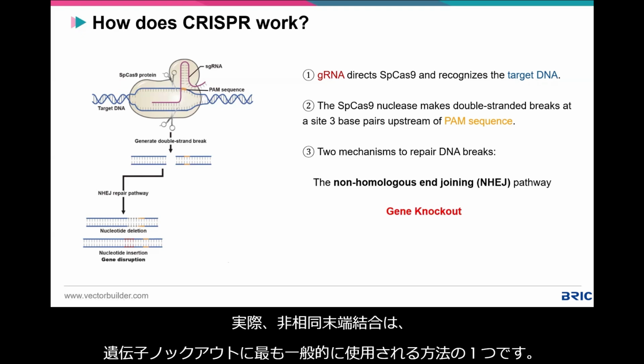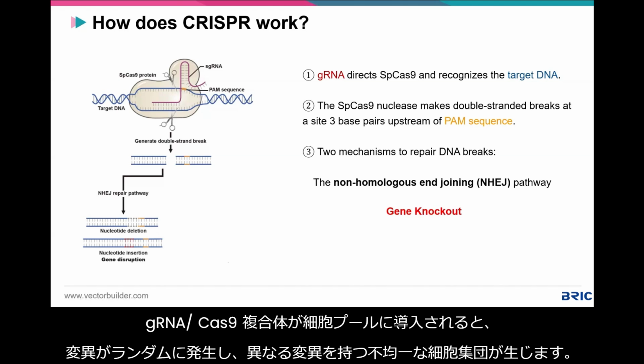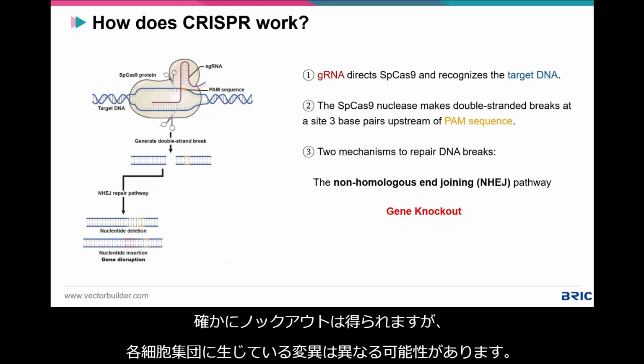Non-homologous end joining, in fact, is one of the most commonly used methods to generate a knockout. One thing to remember if using the non-homologous end joining pathway to generate knockouts is that this is more of a quick and dirty method of generating a knockout. What I mean by that is if a guide RNA and Cas9 complex is introduced into a pool of cells, the mutations are random. So there is a heterogeneous population of cells with different mutations within the cell population. So sure, you'll get a knockout, but the mutations might be different.